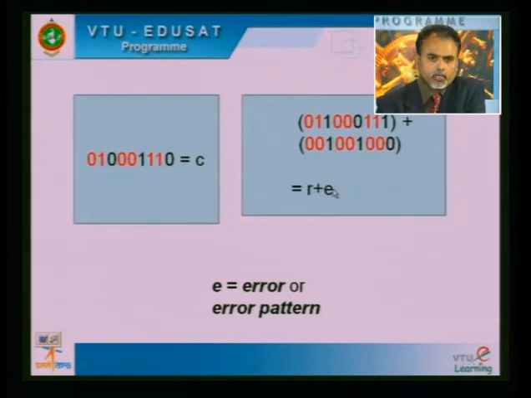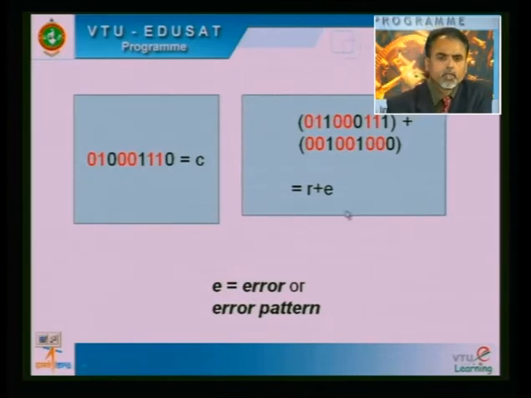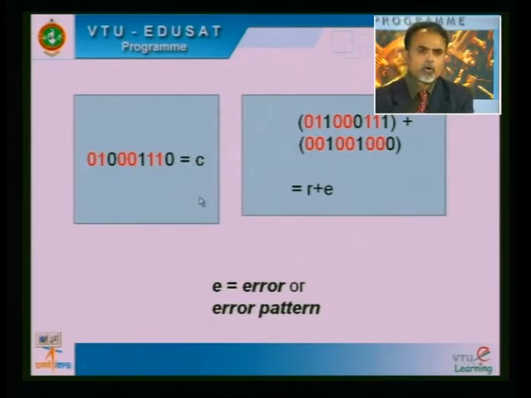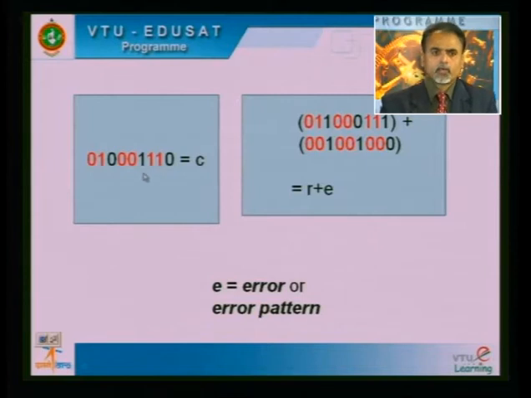And so E is the error; this second one is known as the error or error pattern. For every transmission we can find the error. So C equals R plus E: given C and R we can find E, given R and E we can find C, or given any two we can find the third one. This can be a small important question for you all: given any two, find the other using the property C equals R plus E.